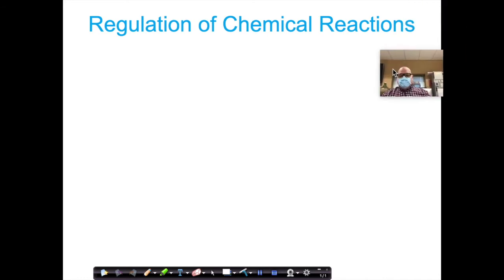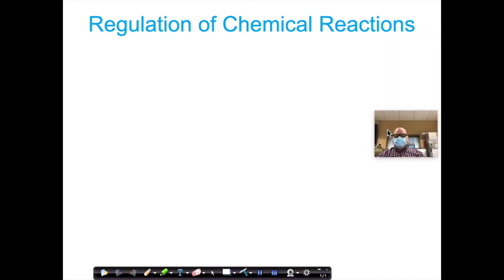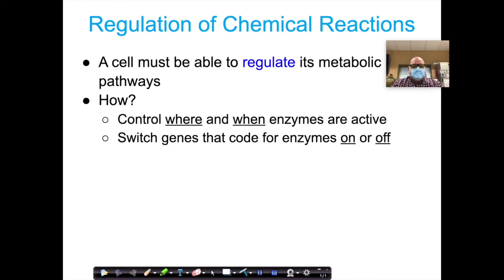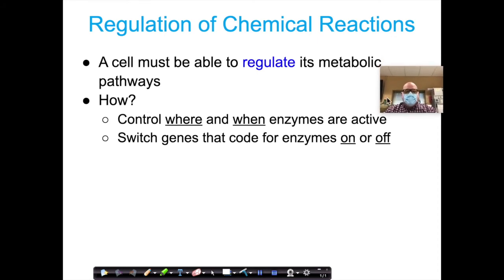So, cells have to always be able to regulate what's going on inside of itself with all these different metabolic pathways. So, how do they do this? We're kind of hinting at it here. Cells control where enzymes are active and when they are active by switching off and on certain genes that code for particular enzymes. Just remember, you have this big set of 23 chromosomes.